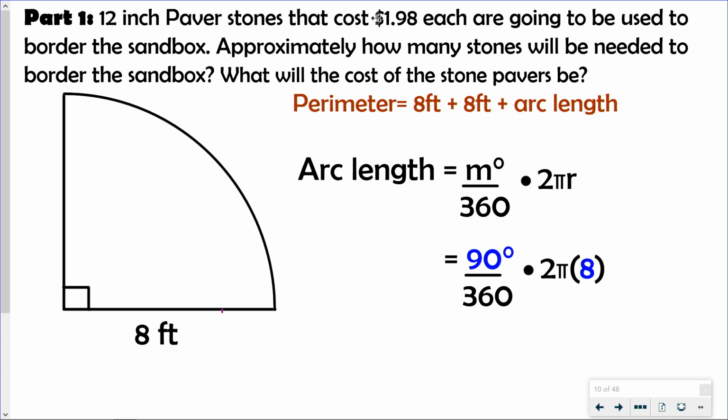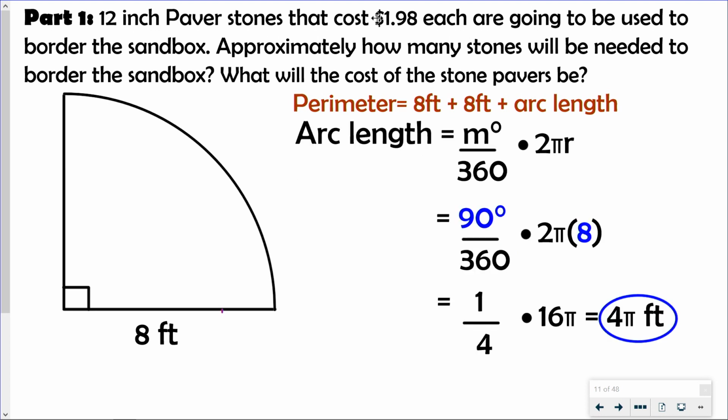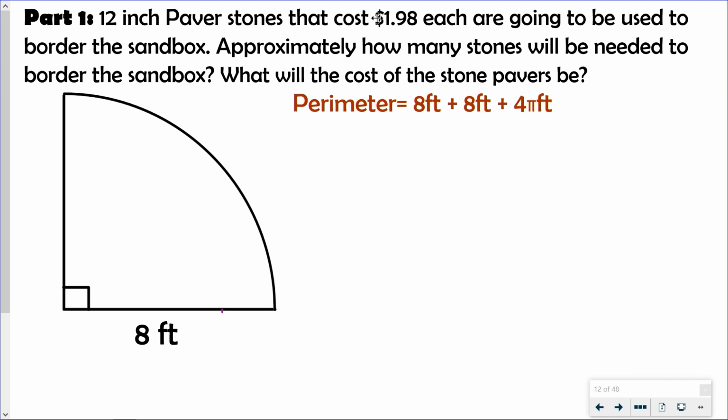So we have 90 degrees over 360 times our circumference formula of 2 pi r. So 2 times pi times the radius of 8. Now, 90 over 360 is 1/4. So 1/4 times 16 pi leaves us with an arc length of 4 pi. So the perimeter is 8 feet plus 4 pi feet, which is 28.566 feet.